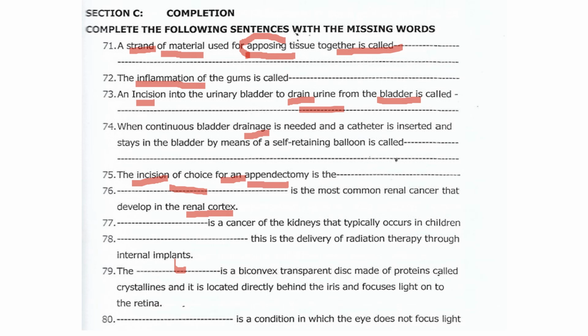Question 80 says dash is a condition in which the eye does not focus light. What do we call this condition when the eye fails to focus light? What is the name of the condition? This is how the question is phrased. The answer is going to be astigmatization. That is basically the answer thereof. Are we together? We carry on.